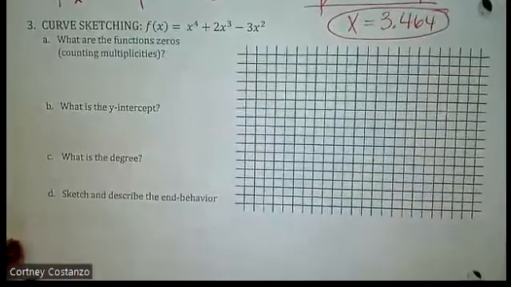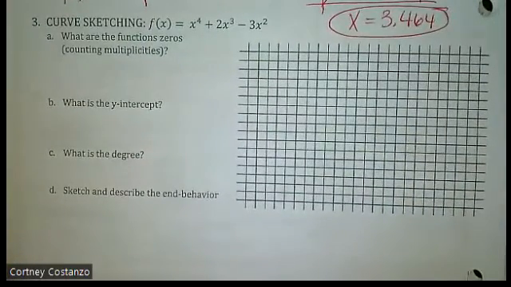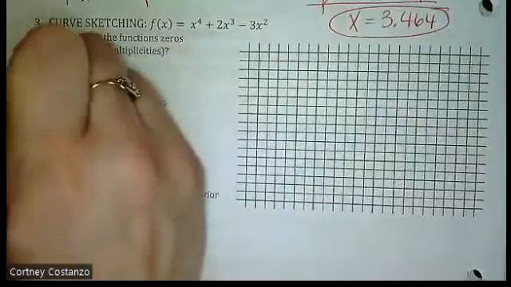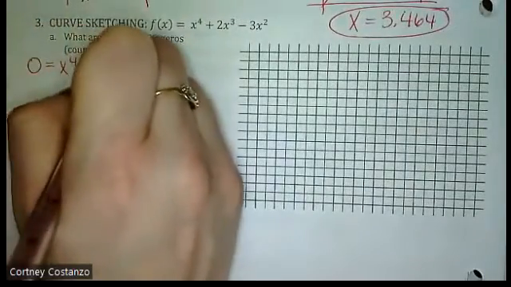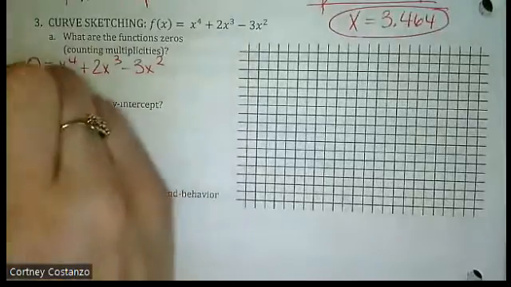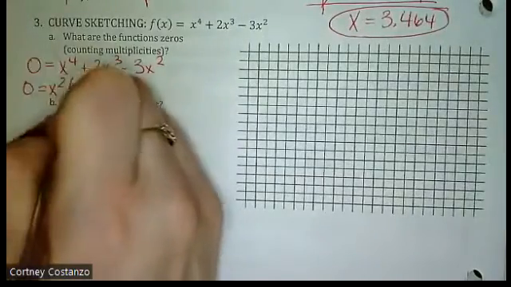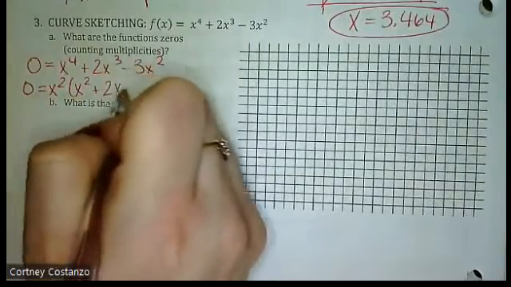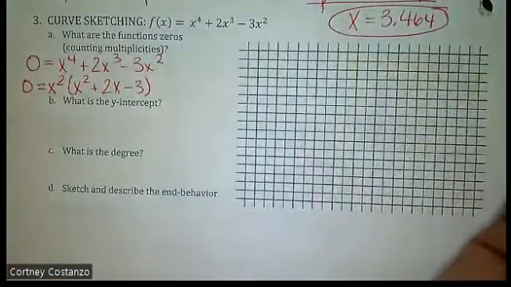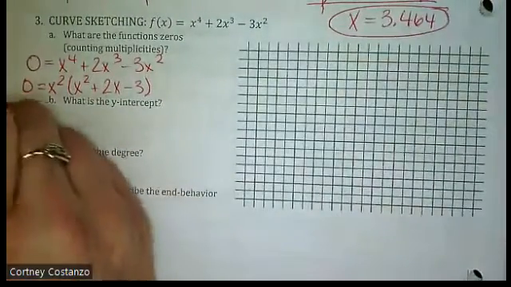And last but not least is curve sketching. So part A says, what are the function's zeros counting their multiplicities? So the zeros are when I set the equation equal to 0. And what I notice is they have a common GCF of x squared. Once I take the x squared out, it is AC factoring. I'm going to kind of use some of the space here.